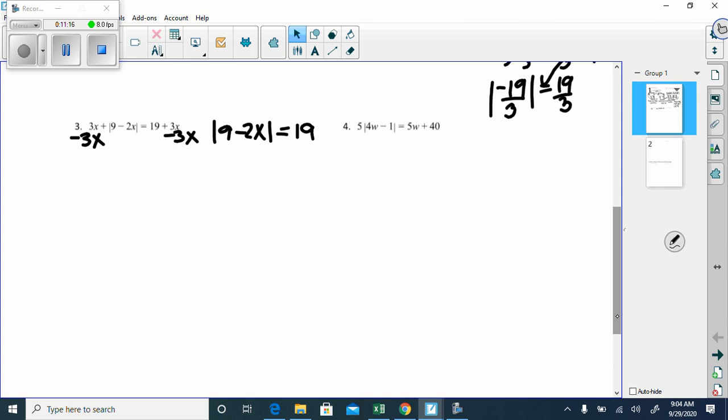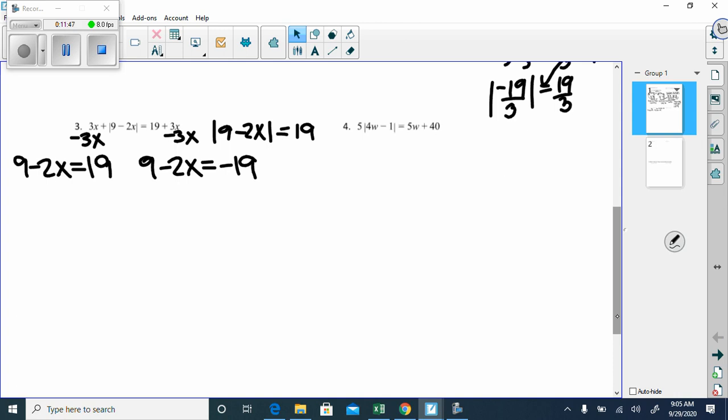And now I can set up my two separate equations, right? So I have 9 minus 2x equals 19. And my other equation would be, perfect. So all we had to do was make this one negative. All right. Now I'm just going to solve.